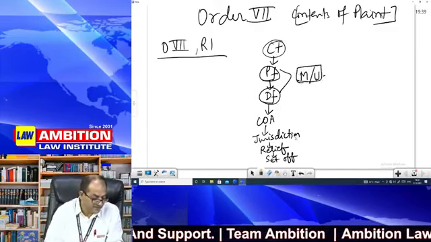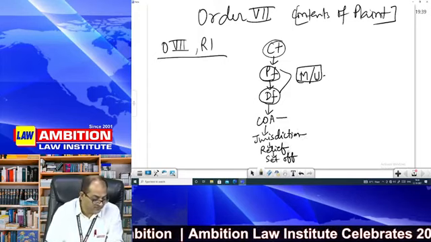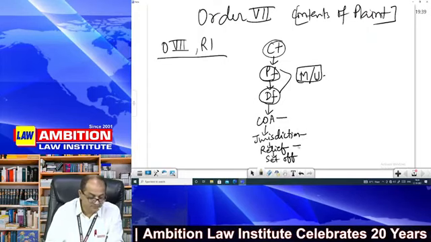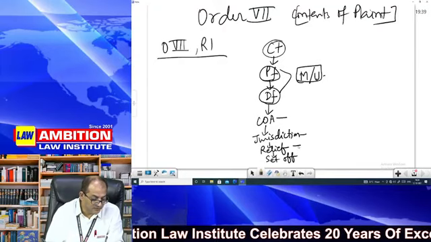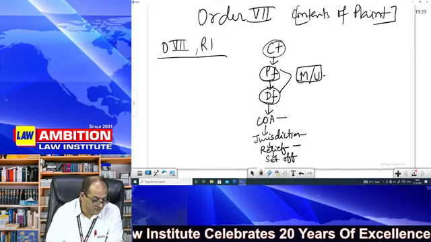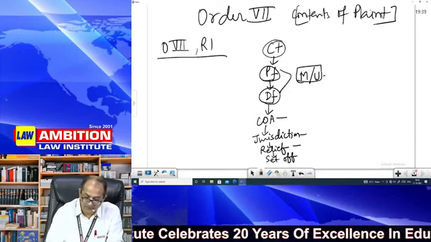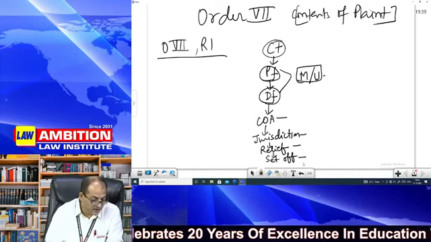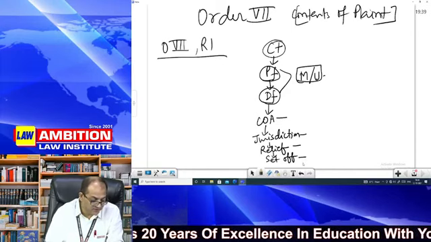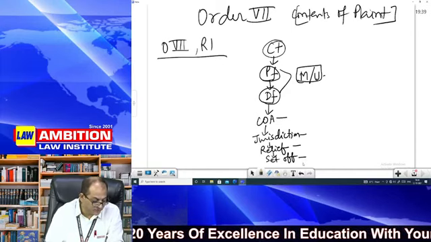The facts constituting the cause of action, this is number 5. The facts showing that the court has jurisdiction, number 6. The relief which the plaintiff claims, number 7. Where the plaintiff has allowed a set-off or relinquished a portion of the claim, the amount so allowed or relinquished, this is number 8. And a statement of the value of the subject matter for the purpose of jurisdiction and court fees. So after set-off, what is there?